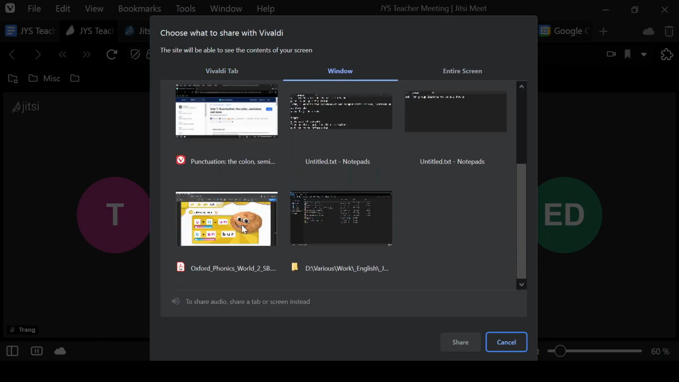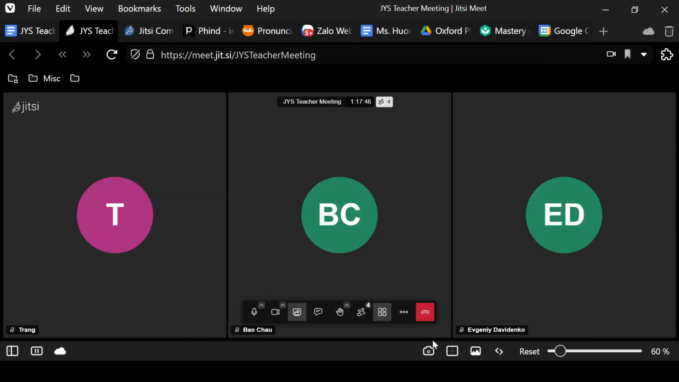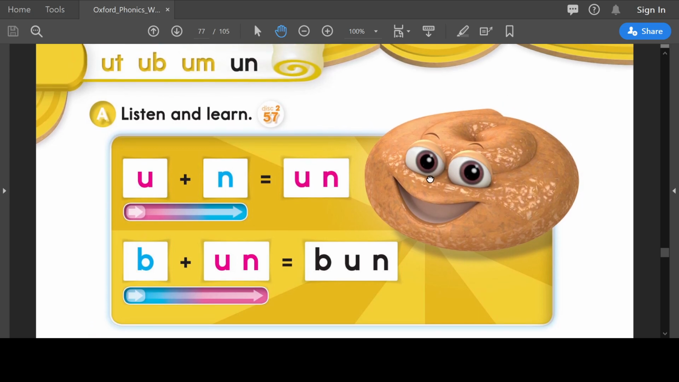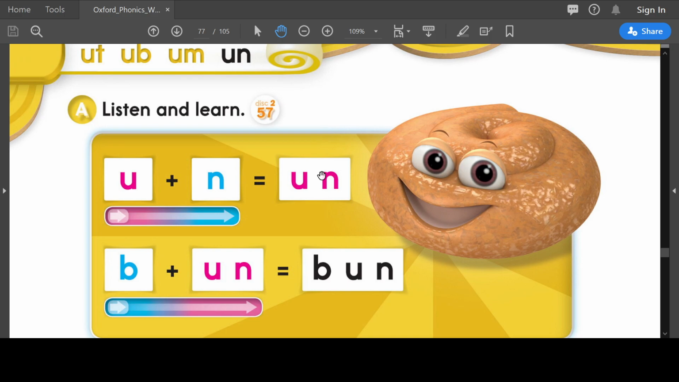Now let's talk about the last thing for today. Can you see this thing I'm sharing, the PDF document? Yeah. All right. So just a moment. Now here we've got sounds, right? This is our Oxford Phonics World 2, the one we teach to our very young students.